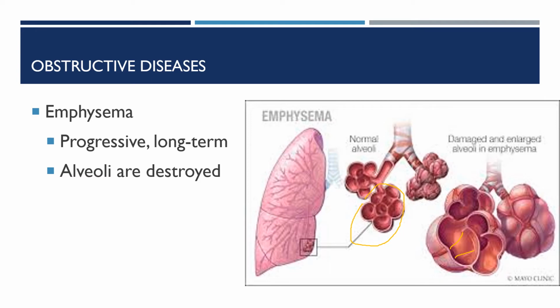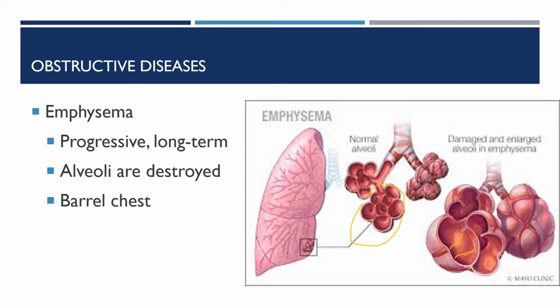You'll also see these people as they go on in their disease process wearing oxygen, because they don't have as much surface area anymore to bring oxygen into their body, because the alveoli are damaged, so they can't get in enough oxygen.